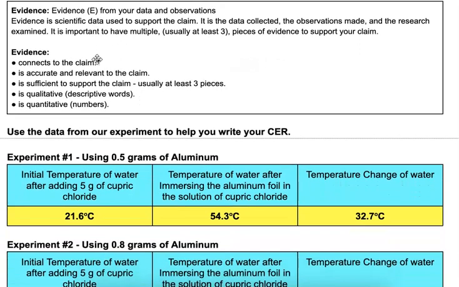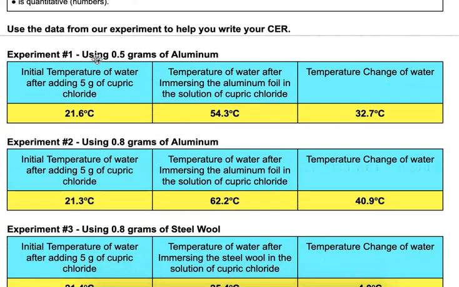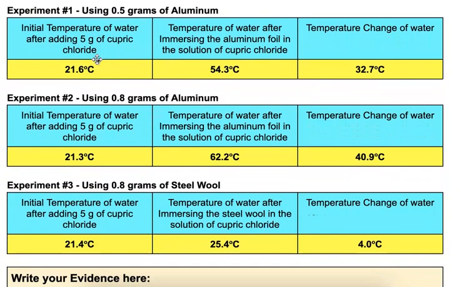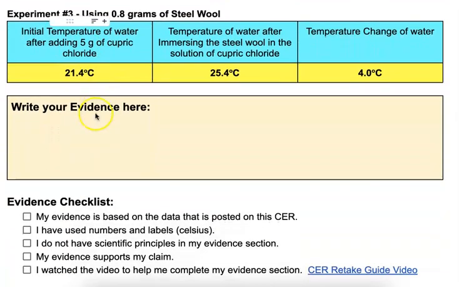Remember, when you write your evidence, you want to look at both your claim and your data. So you want to think about what you wrote for a claim, restate that, so copy and paste that into your evidence so you know what you're writing towards, and look at your data. Again, we're talking about aluminum foil and cupric chloride. So you should be able to look at your data here and say, yeah, one of the experiments doesn't have anything to do with what I'm writing about, and I should be able to get rid of that one right away. So then you'll write your evidence here.